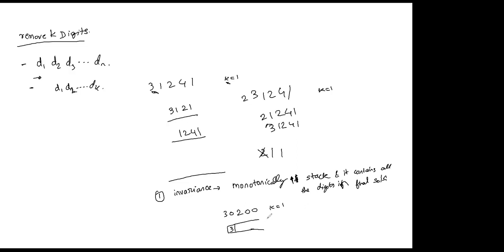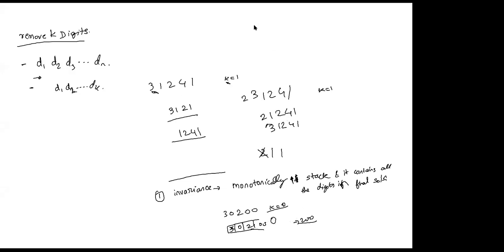So if 0 comes, 3 is more than 0, so you remove 3 and you put in 0 over here. Then 2 comes, 2 is more, it's okay. Since you have removed one element, k becomes 0. Once k is 0, you keep everything over here, and you cannot remove any other element. So the final solution will be 200.